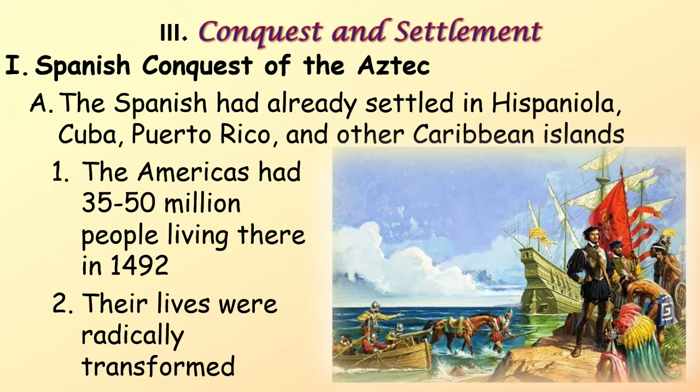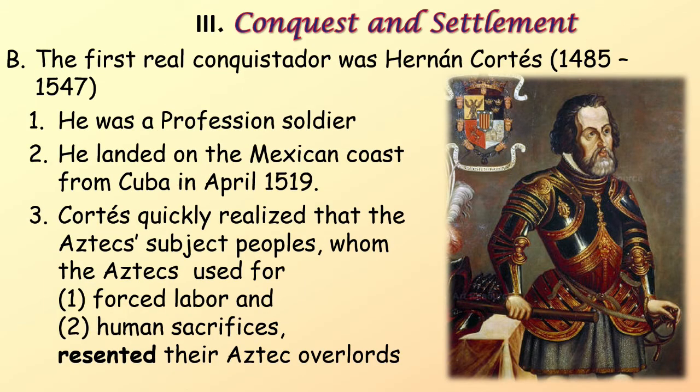The Spanish had already settled in Hispaniola, as we know, and also in Cuba, Puerto Rico, and other Caribbean islands. The Americas had anywhere between 35 and 50 million people living there in 1492, and their lives were radically transformed. The first real conquistador was Hernan Cortez, and he lived from 1485 to 1547. He was a professional soldier, and he landed on the Mexican coast from Cuba in April of 1519.